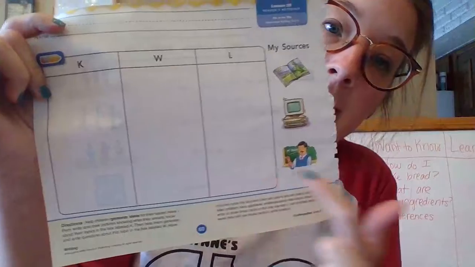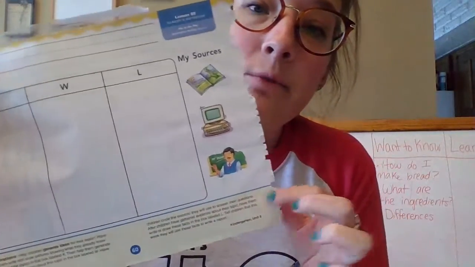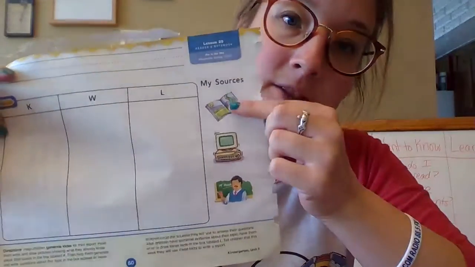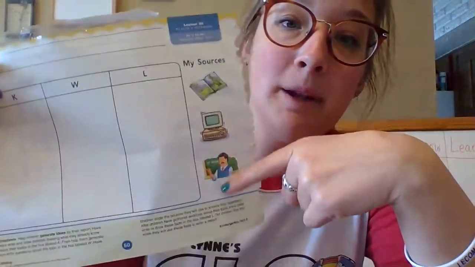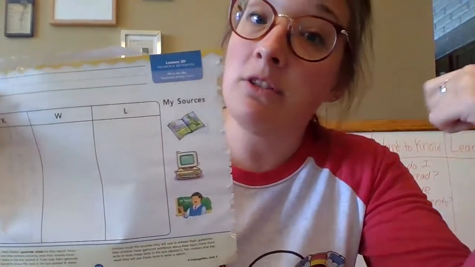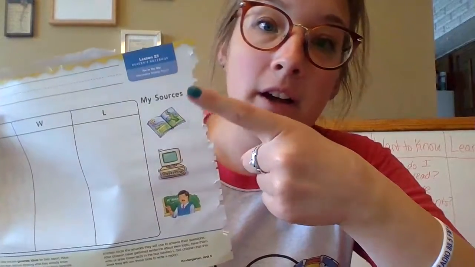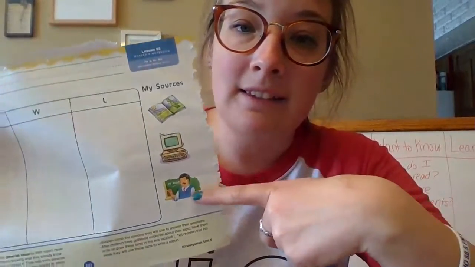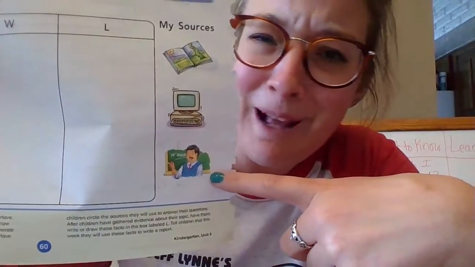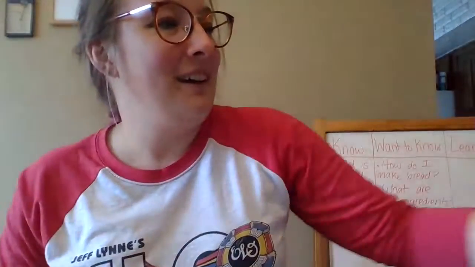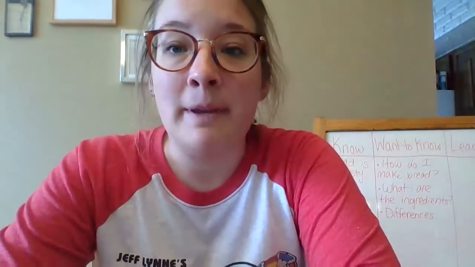You are doing the K and the W part of your chart. If you want, you can start looking up some interesting facts about it. If you want to do your report on bread, you totally can. That's fine. It has these pictures over here to show you that when you're doing a report, some places that you can look for information are the computer, a book, and I think this is supposed to be a teacher, but I don't look like that. But you know, those are some places you can look for information.